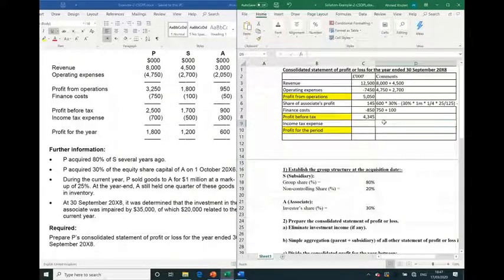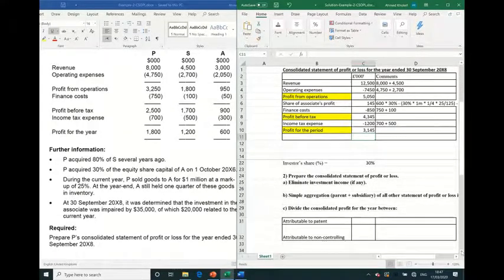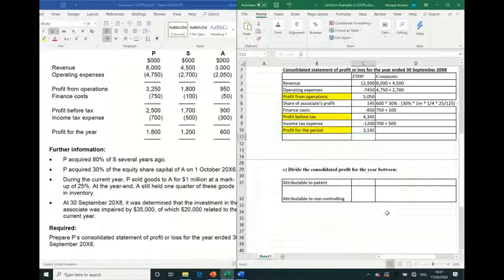And then we have the income tax expense, and this is also aggregated for the parent and the subsidiary. So we have 700, mainly for the parent, and for the subsidiary it is 500. So the total here is 1,200. And if we exclude this amount from the profit before tax, we get the profit for the period. So the profit for the period is 3,145.